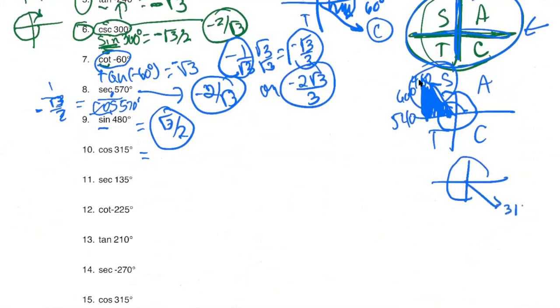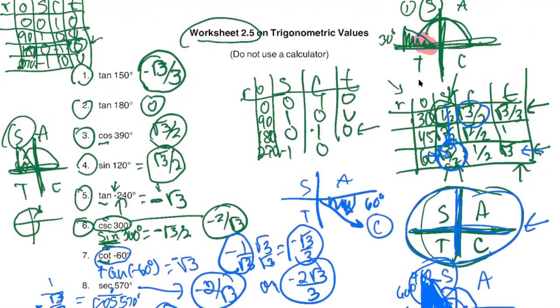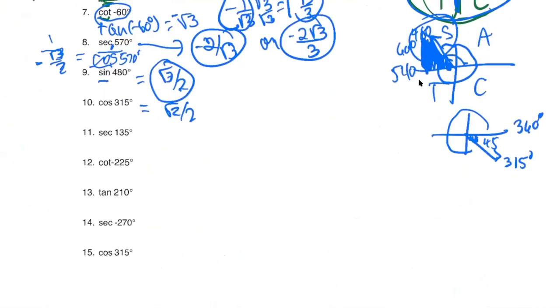Cosine of 315 is going to be a 45-degree reference angle. So this is 315, this is 360. This is a 45-degree reference angle right here. The cosine of a 45-degree reference angle is square root of 2 over 2. Cosine of 45 degrees. And all students take calculus. Cosine's positive in the fourth quadrant.